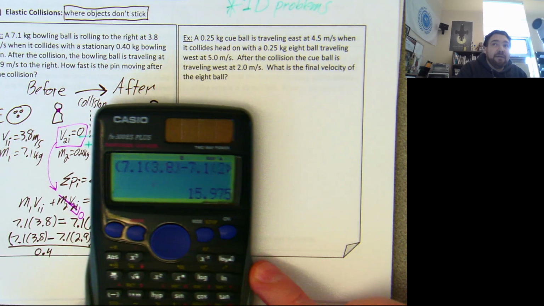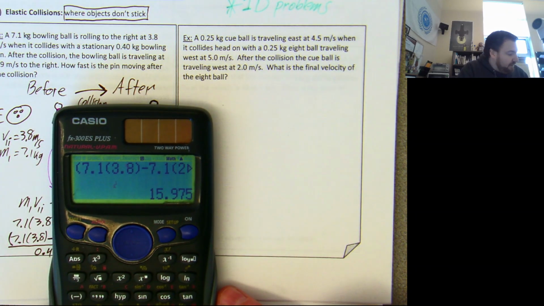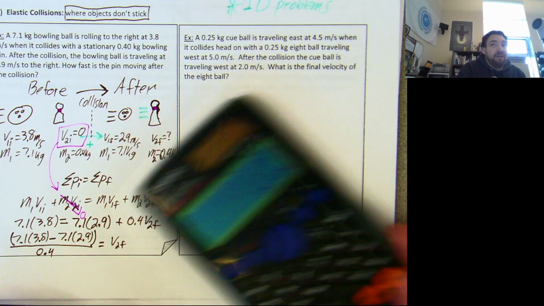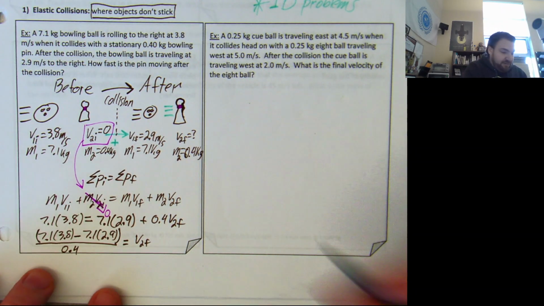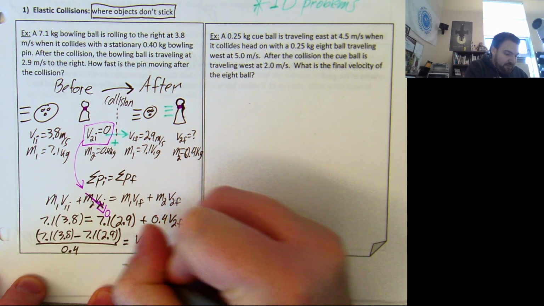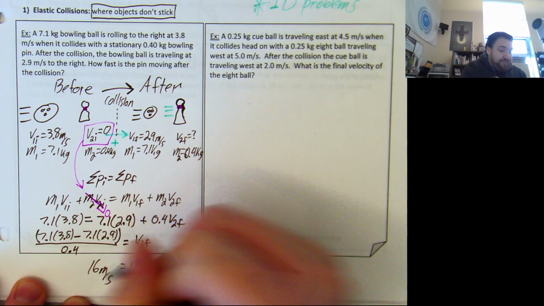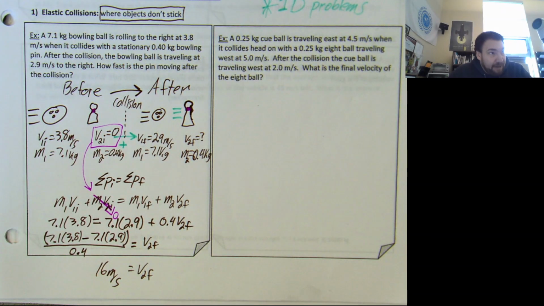So the bowling pin is moving at effectively 16 meters per second, which makes sense. It's a much lighter object getting hit by a much larger object. You'd expect it to move off quick. Maybe not this quick, but you'd expect it. That's why they have the thing at the back to catch all these pins, because the pins are flying up. Questions about how I tackled it?